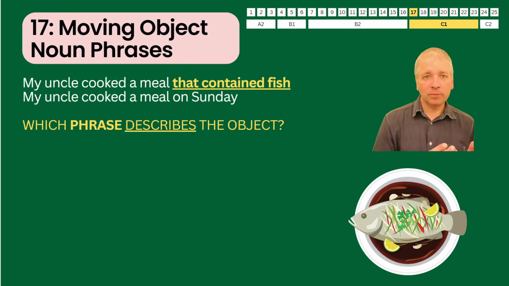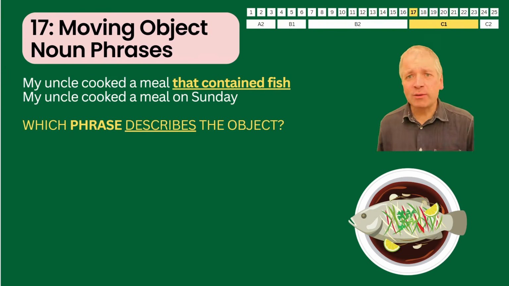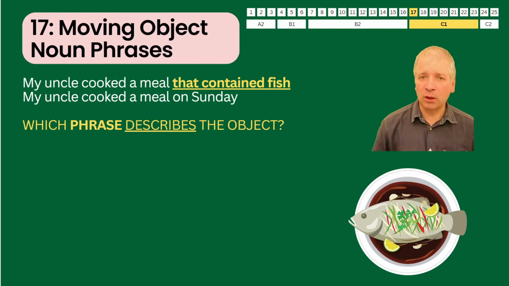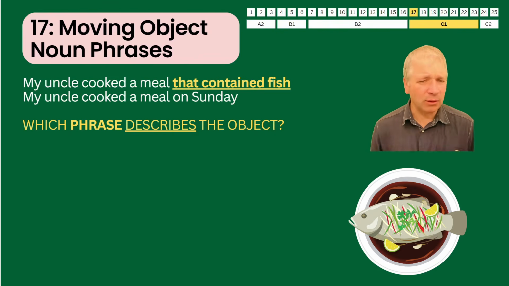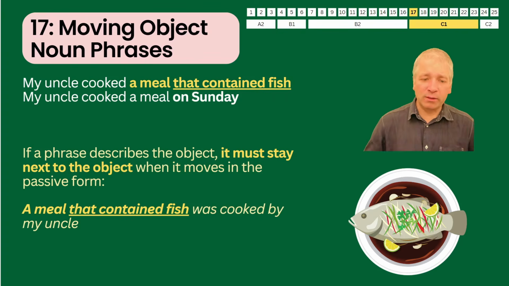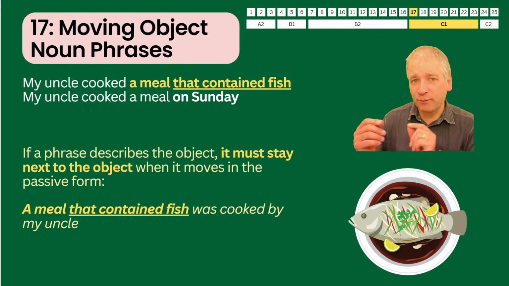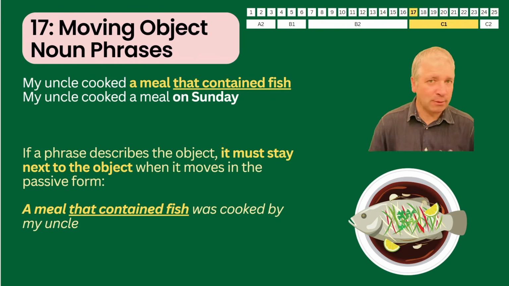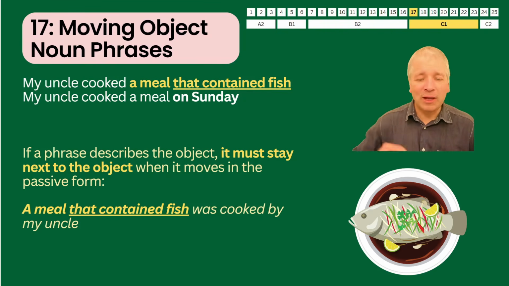A meal, what do we know about the meal? Oh, it contained fish. So contained fish describes the meal. On Sunday doesn't describe the meal. On Sunday describes the whole sentence, when everything happened. Now, why is this important? Well, it's because of this. If a phrase describes the object, then it must stay next to the object when it moves in the passive form. Look at the passive form below. A meal that contained fish was cooked by my uncle.